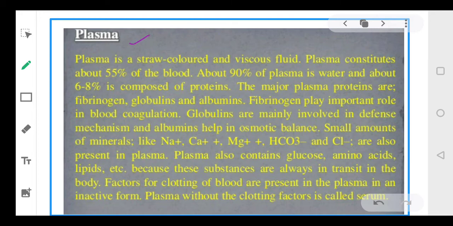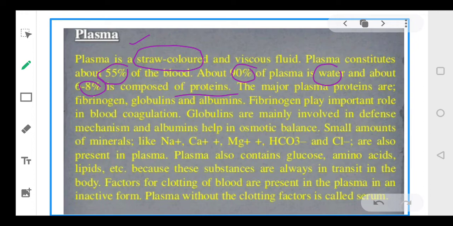Now coming to the first component, that is the first liquid component of your blood, that is called plasma. Now plasma, dear students, is straw colored and it is approximately 55% of the blood. Now what is the plasma made up of? The plasma is made up of 90% water and 6 to 8% proteins.